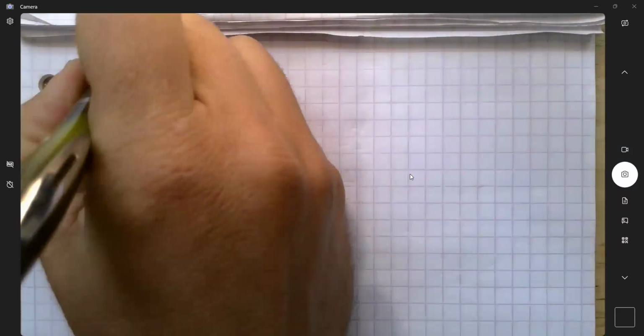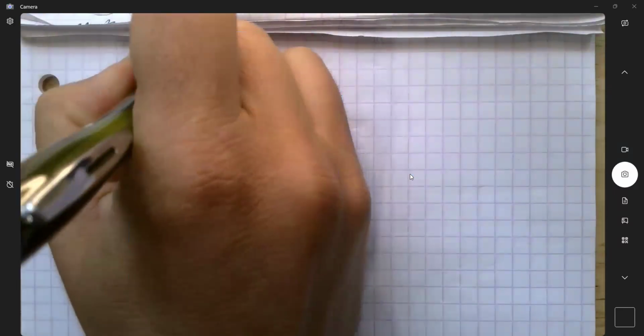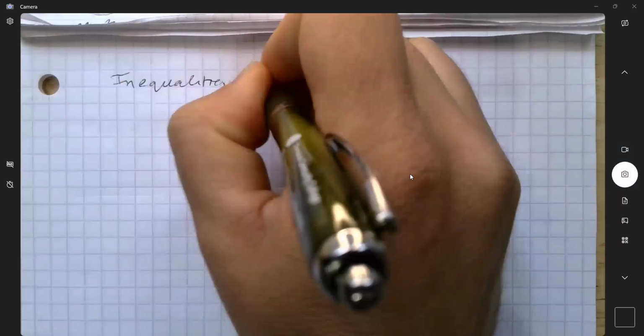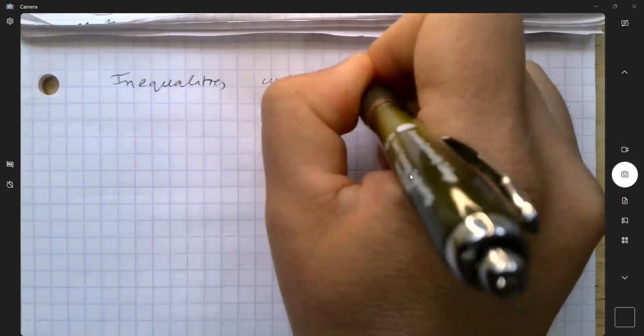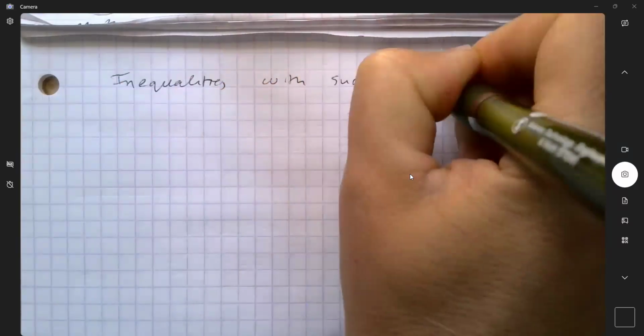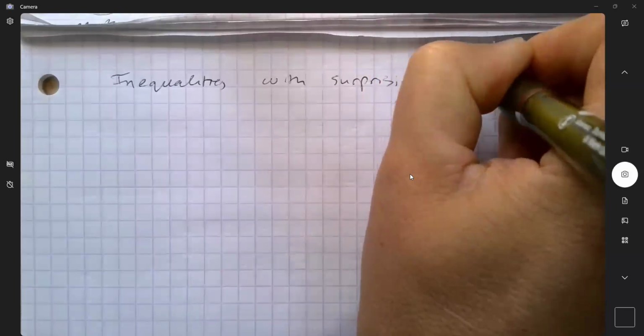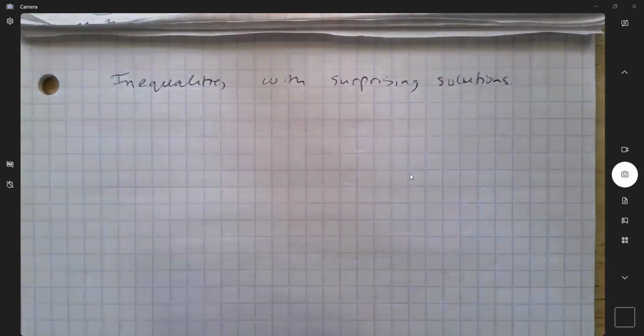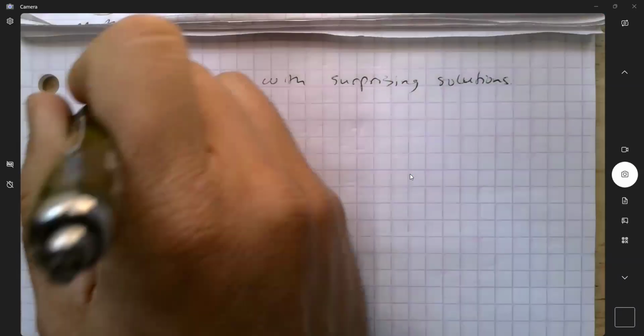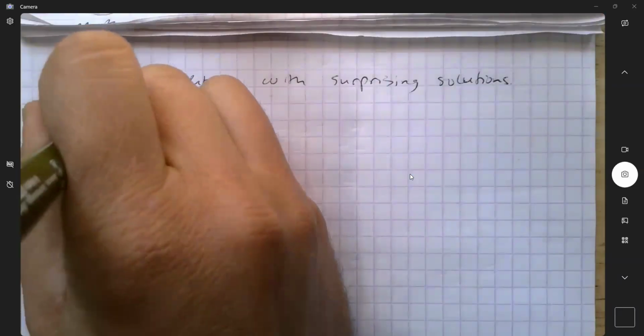We can also have inequalities with surprising solutions. So let's start with an unsurprising one.